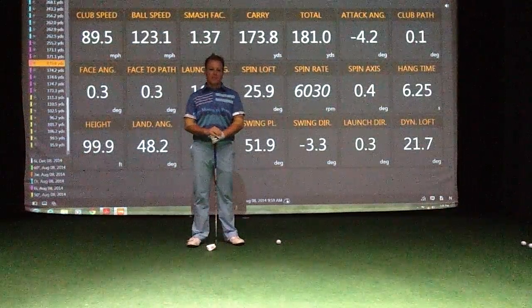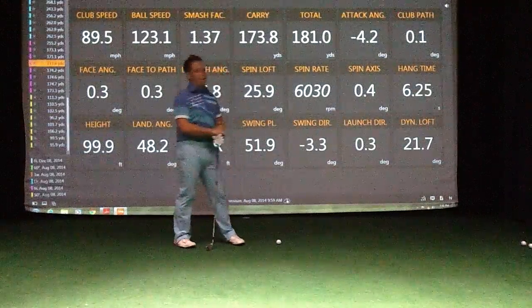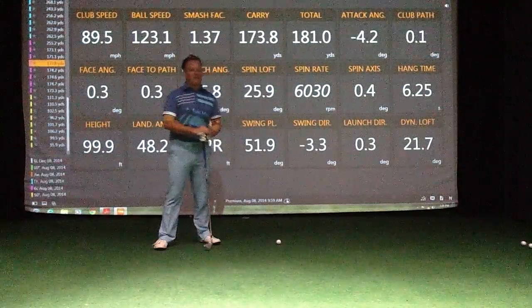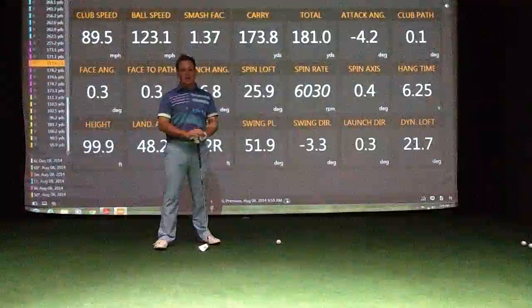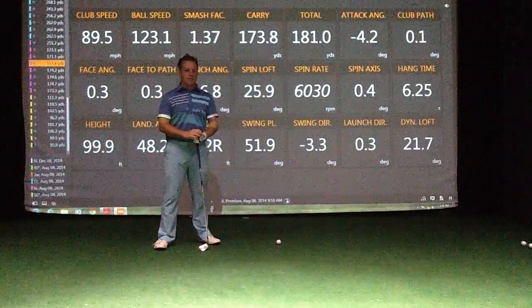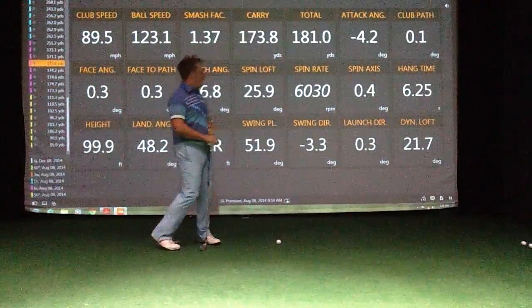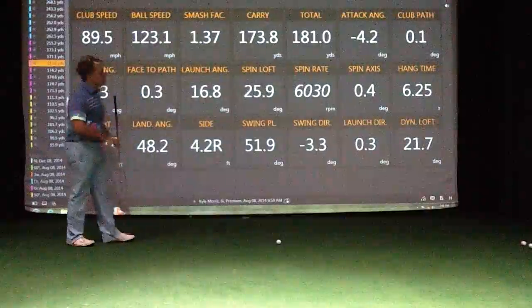I want to take some time today to explain to you what some of these data parameters are that we're capturing here at the Golf Room on our TrackMan system. You can also see what these data parameters mean on TrackMan.com. But today, let's talk to you about it and show you what they are.